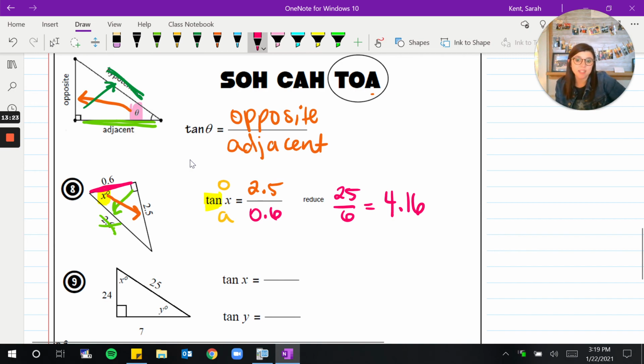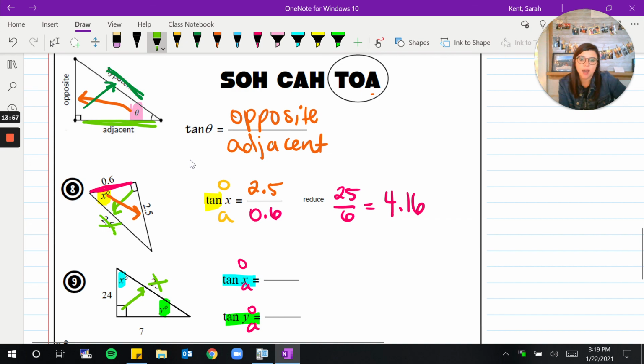All right, we've got one more. It's asking for both tangent x and tangent y. So this means tangent x, we're going to look at the x, and for tangent y, we're going to look at the y. So first, I'm going to remember tangent is opposite over adjacent. So that means there is no hypotenuse. So my right angle across from that is 25. So I'm going to X out 25. I do not need 25 for these fractions.